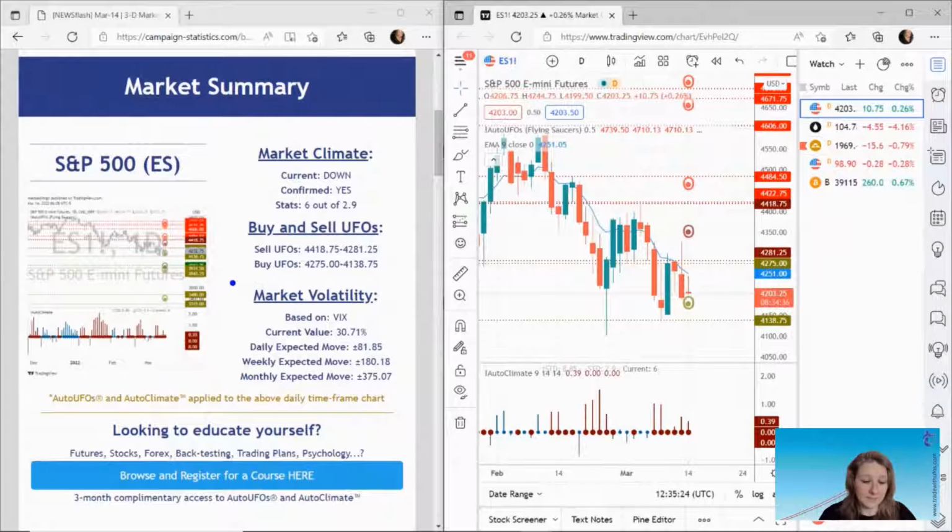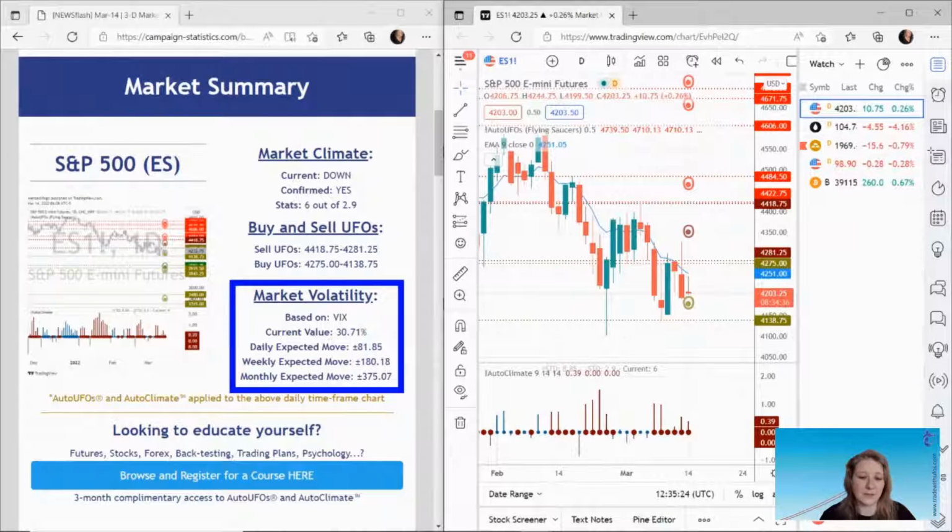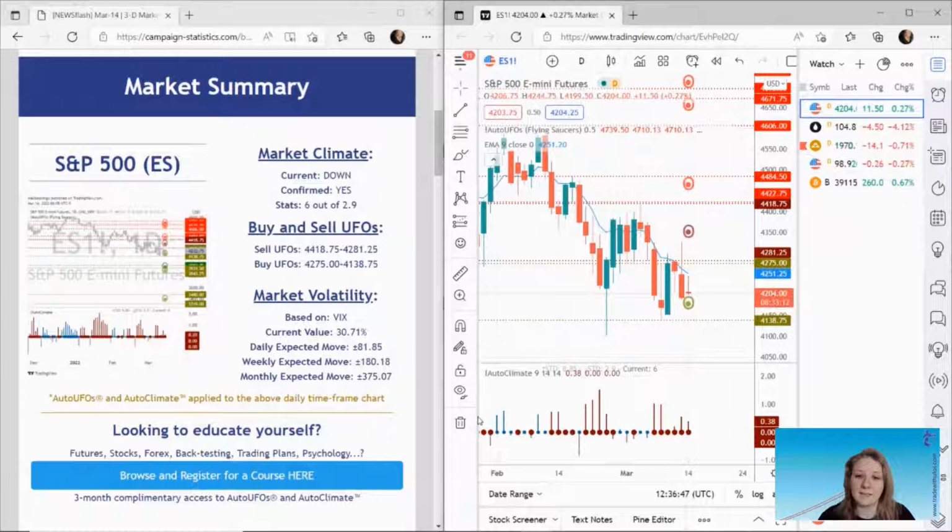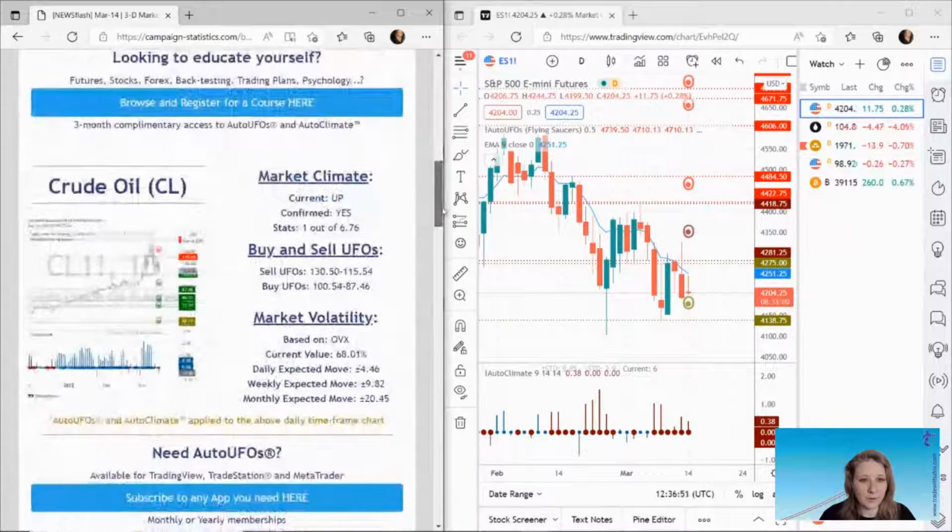In terms of volatility, we would expect the S&P 500, top 500 US stocks, to go up or down in 1 year by 30.71%. So in 1 day, that's 81.85 points. In a week is 180.18 points. And in a month is 375.07 points. So that's the S&P 500. Now the next market is going to be crude oil.